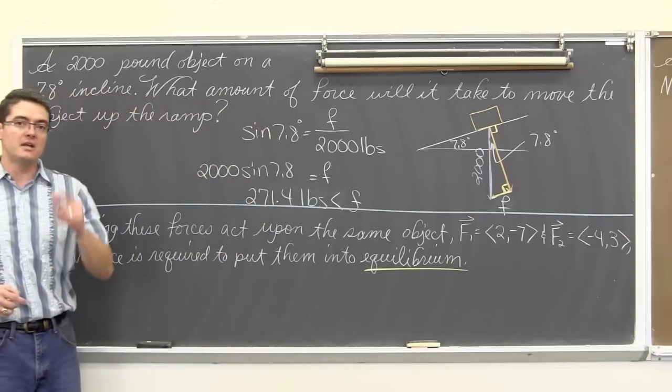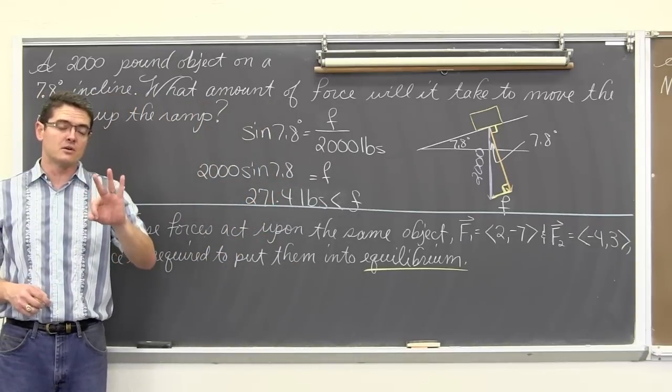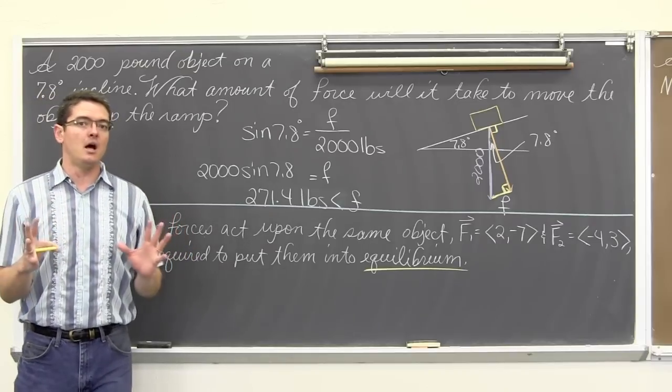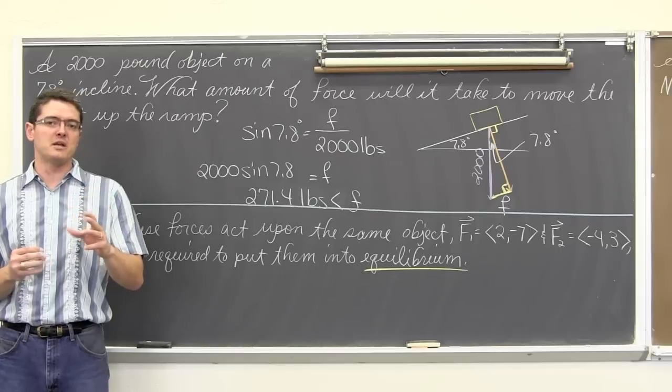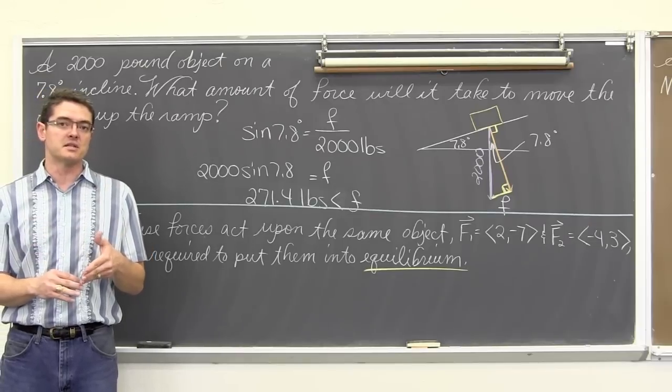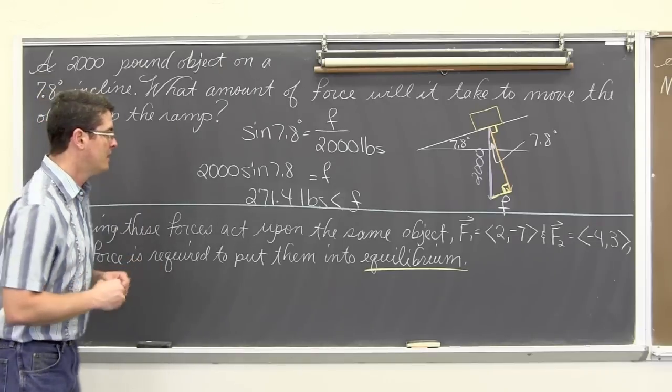Well, what do we need to put those two vectors into equilibrium? Well, we need a third vector that when we add all three up, we end up with the zero vector, where there's zero force being applied in a horizontal or vertical direction.